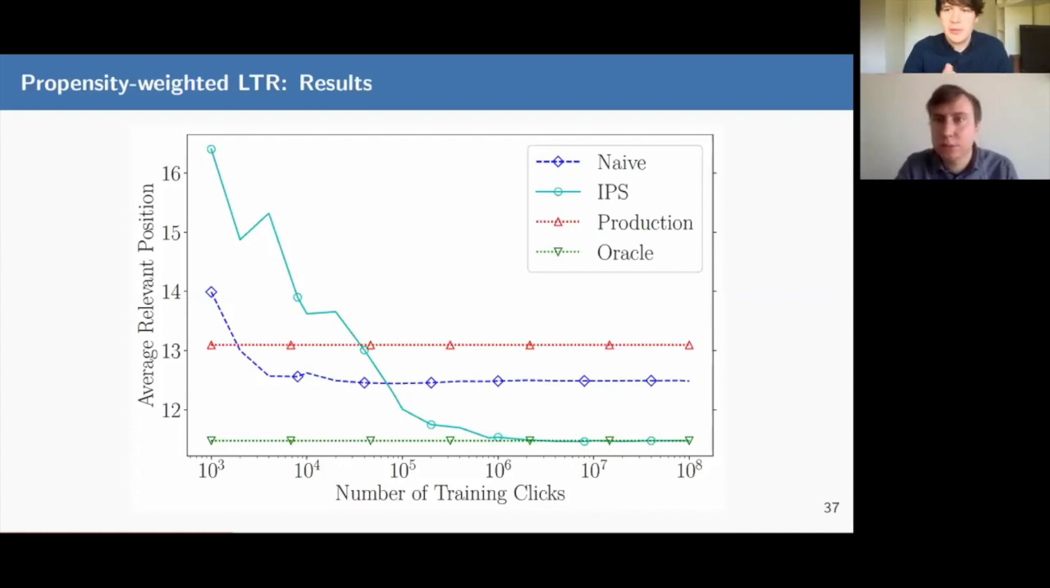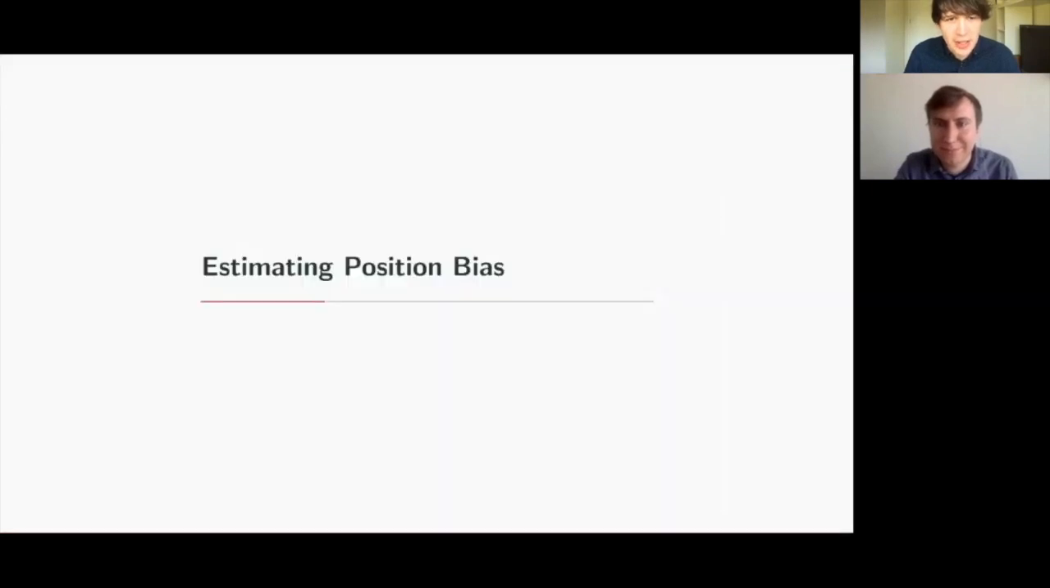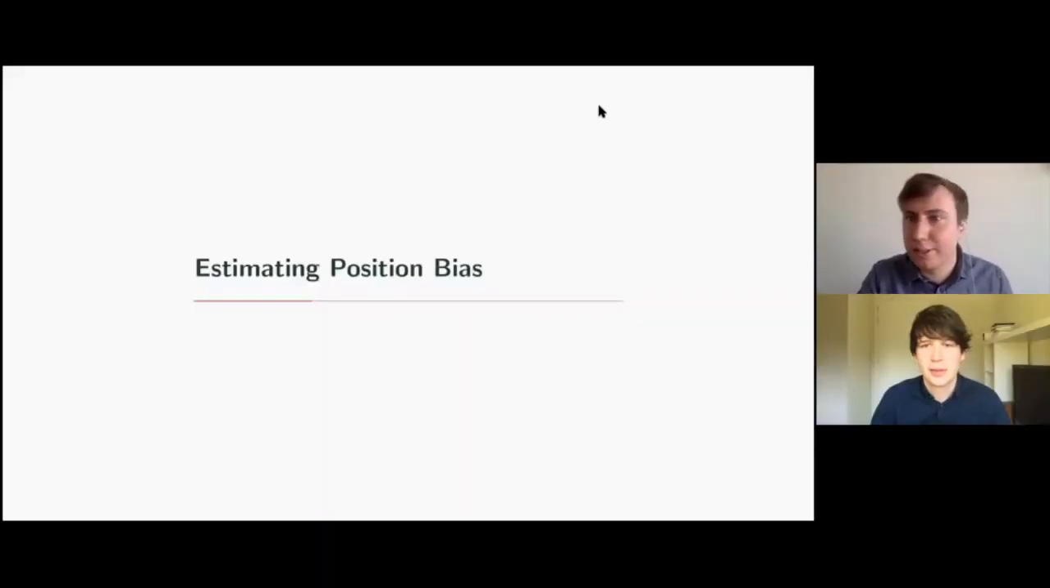And there's a very obvious next question that Rolf is now going to answer for us, which is, how are we going to find the position bias that we're going to correct for? All right, so I'm going to give you control again. There we go. All right, should be good. Yep. All right, thanks, Harrie.